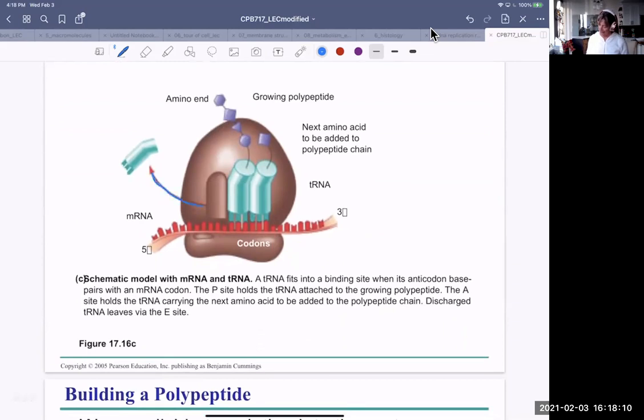So here's the exit site. This tRNA, you'll notice something very conspicuous about it. It doesn't have an amino acid anymore. So it's given up its amino acid. Here's the tRNA with a growing chain of amino acids there. Here's the brand new one that just docked. So this chain of amino acids is going to transfer over to that one, and it will be bound by a peptide bond.